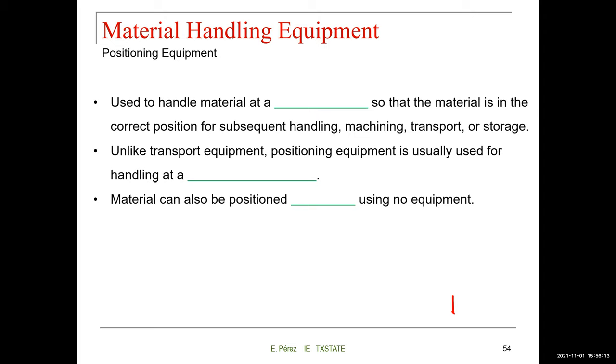So we're going to look at positioning equipment now. This is used to handle material at a single location so that the material is in the correct position for subsequent handling, machining, transport, or storage. Unlike transport equipment, positioning equipment is usually used for handling at a single workplace. And material can also be positioned manually with the use of no equipment.